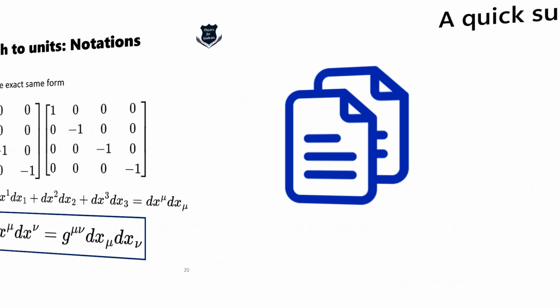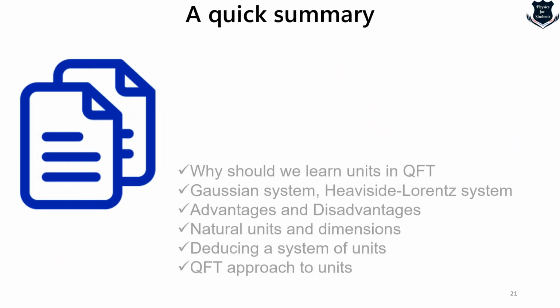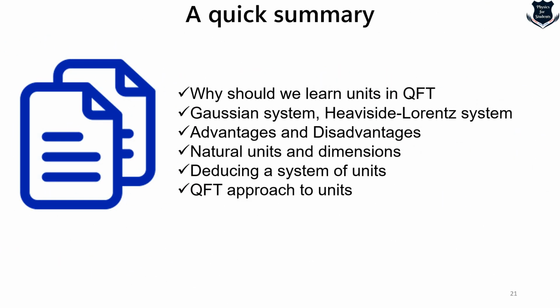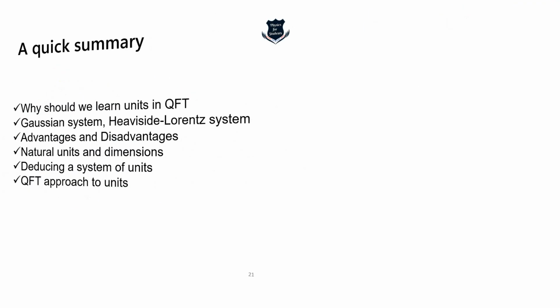So right now it is time for a quick summary. We have learned why we will learn the units of quantum field theory. We have seen different advantages and disadvantages of Heaviside-Lorentz, Gaussian, and natural units, how we deduce the units from the natural laws, and how quantum field theory approaches units.